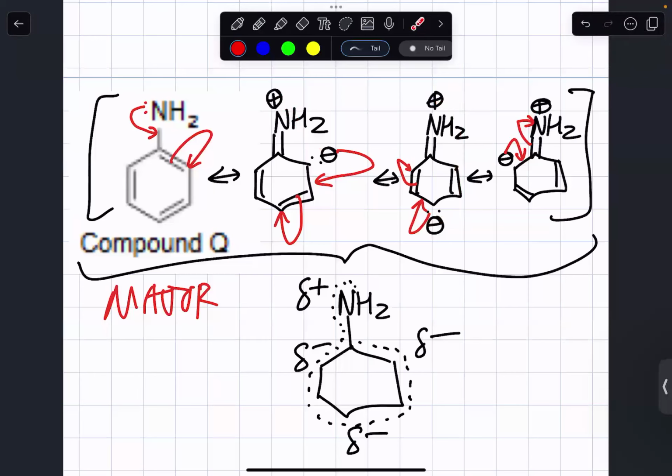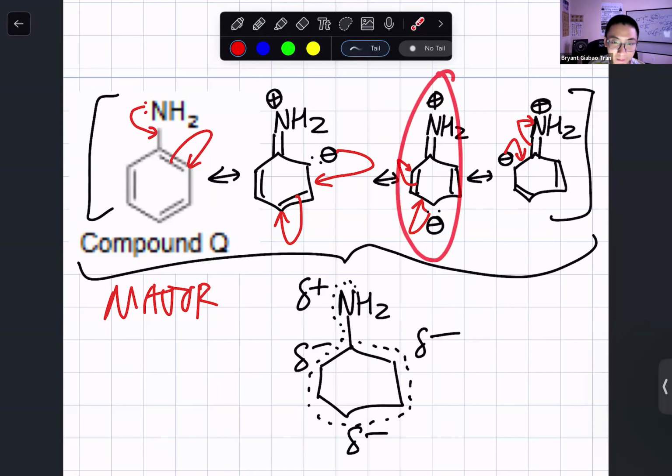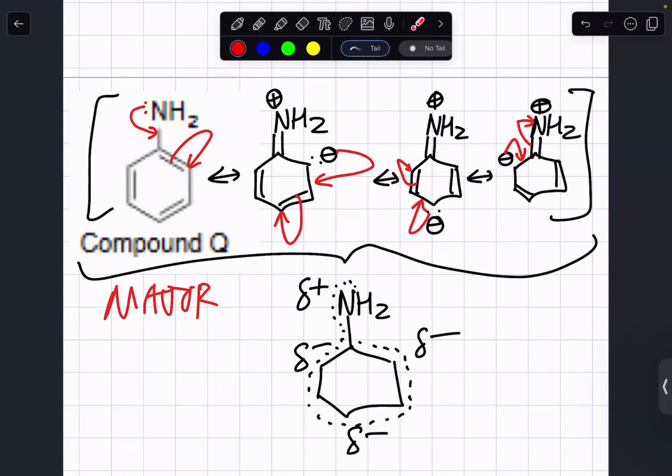Oh, okay. So because the opposite charges are the farthest apart, that makes it less stable? Yeah, because opposite charges want to come close to each other, since they attract. They are closest here and here. That's right. Thanks for bringing it up.